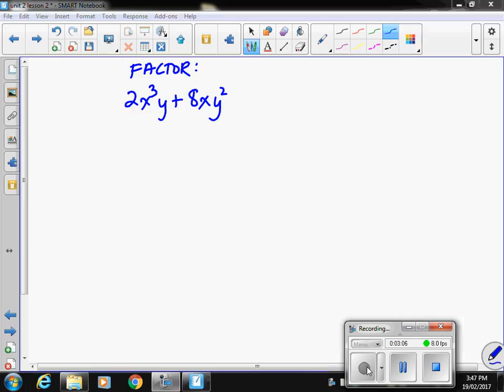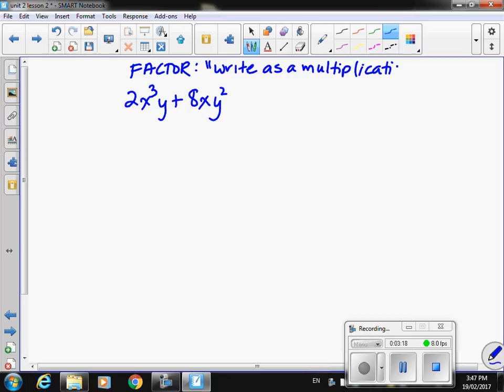Yesterday we also talked about factoring, which is to write something as a multiplication, which is basically going the opposite direction that we just did. So I have 2x cubed y plus 8xy squared, and I want to write that in factored form, which means I'm going to have a multiplication. So my goal is, if possible, find a greatest common factor, and then in brackets show what I would multiply it by to get the terms I started with.